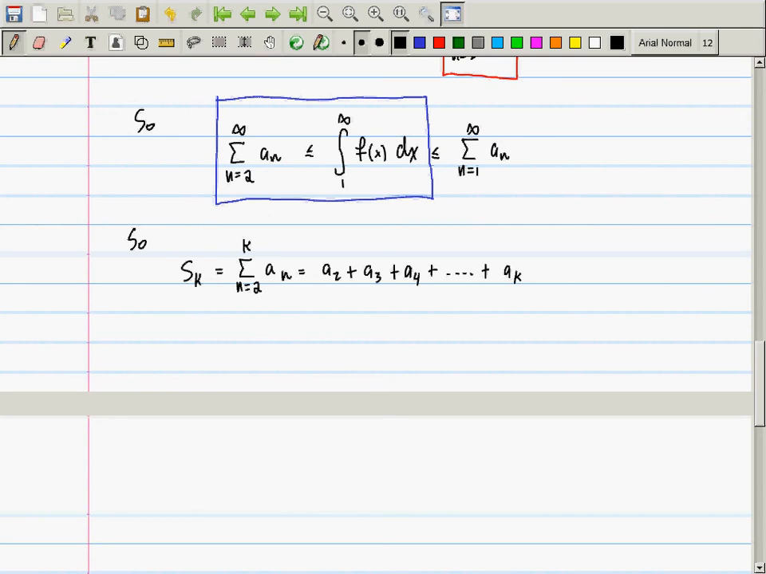Okay, so now tell me about sk as a sequence. I'm looking for an adjective that begins with M and ends with onotone. It's monotone, right? Good. Why is it monotone? So, in particular, what is sk plus 1? sk plus 1 would be the previous sk plus what? Plus ak plus 1. Right? So the next sk is obtained from the previous sk by adding something. Now, we're adding ak plus 1. What is the sign of ak plus 1? It's positive. So sk is monotone increasing.